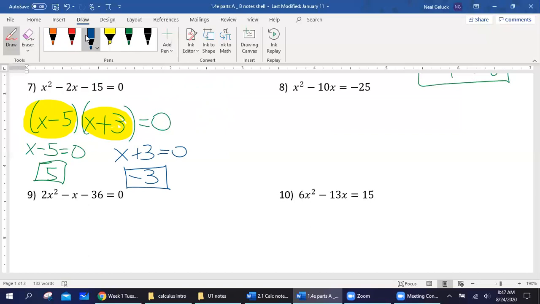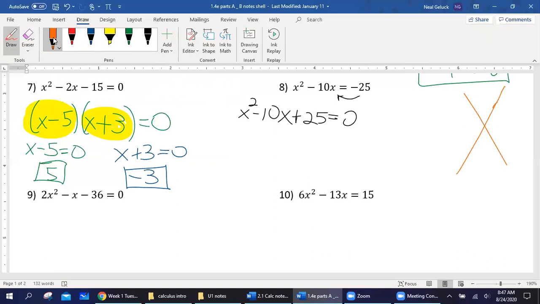On number 8, I have to do a little bit of work to get this ready. I'm going to add over the 25. So this is going to be x squared minus 10x plus 25 equals 0. Looks like an X method problem. So again, you don't have to do this, but it's going to help you when we get to the more complicated problems that are coming up on number 9 and 10.